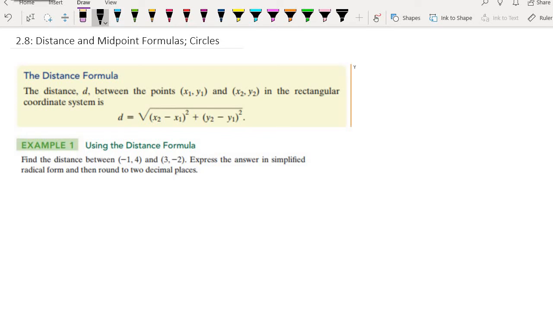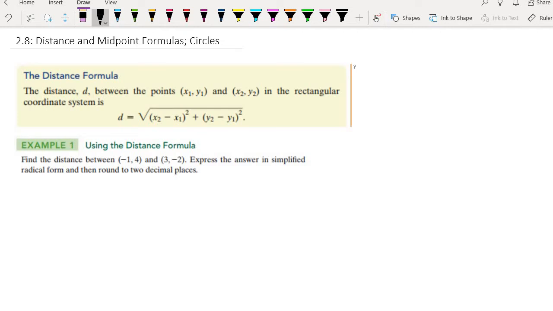Hello guys, today we're going to study 2.8, distance and midpoint formulas, circles. So here we have the distance formula: d equals the square root of (x2 minus x1) squared plus (y2 minus y1) squared.